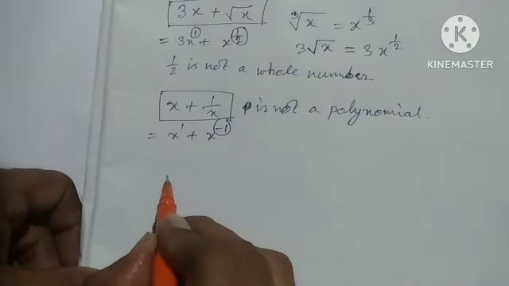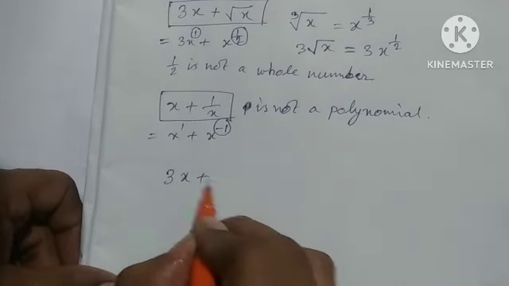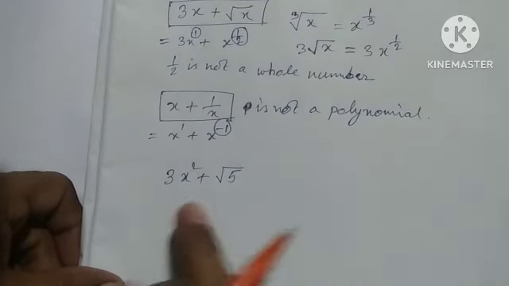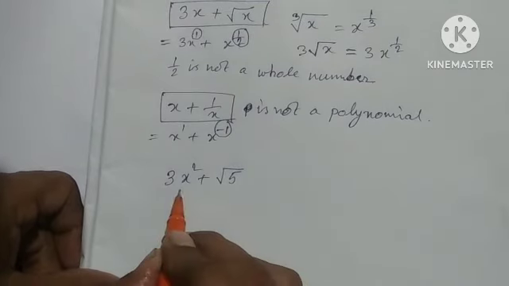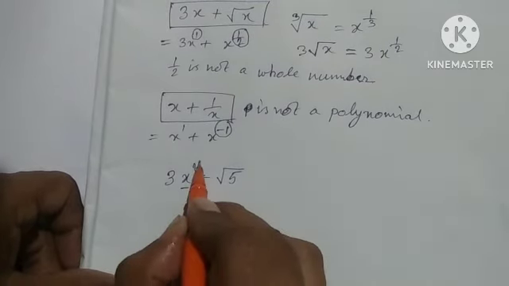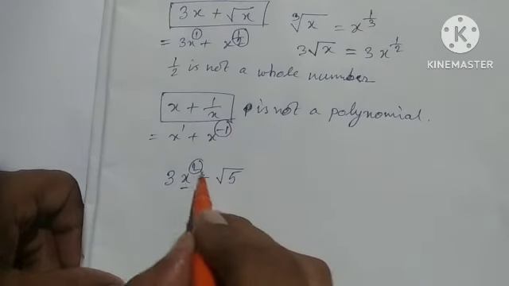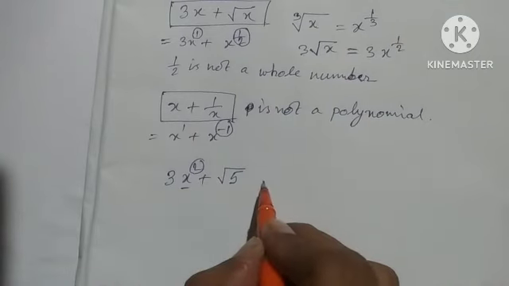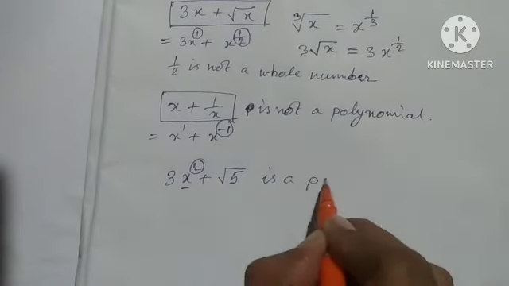Next example, I have taken 3x plus 3x square plus root 5. Is this algebraic expression a polynomial or not? The variable is x and the power, or index, is 2. 2 is a whole number. This part is the constant part. This algebraic expression is a polynomial.